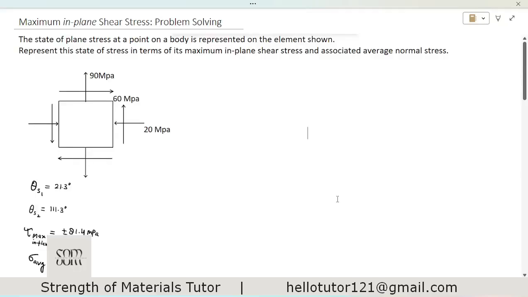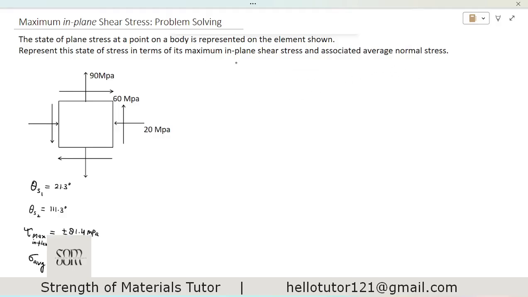Hello. Now let us solve a problem on maximum in-plane shear stress. The problem is on your screen. In this problem we have a point given and these are the stresses. We have to find the maximum in-plane shear stress, and we also have to find the associated normal stress.